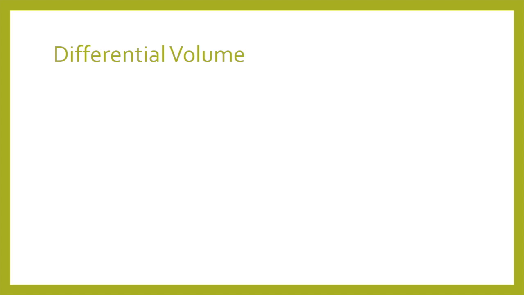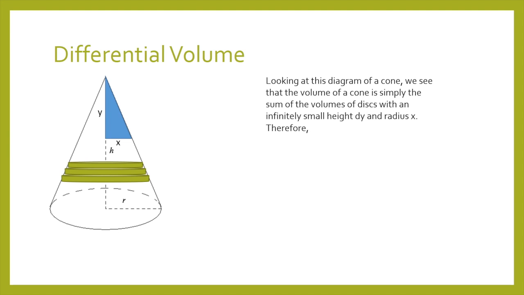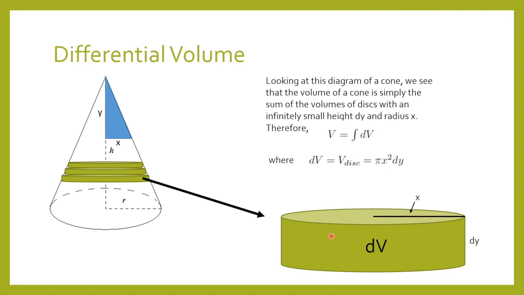Now, looking at this diagram of a cone, we see that the volume of a cone is simply the sum of the volumes of disks with an infinitely small height dy and radius x. So therefore, the volume of the whole cone is the integral, the sum of all these different differential volumes as shown by these little disks, where a differential volume equals the volume of a disk, which is pi x squared dy. And as you can see here, there is a diagram of these disks.